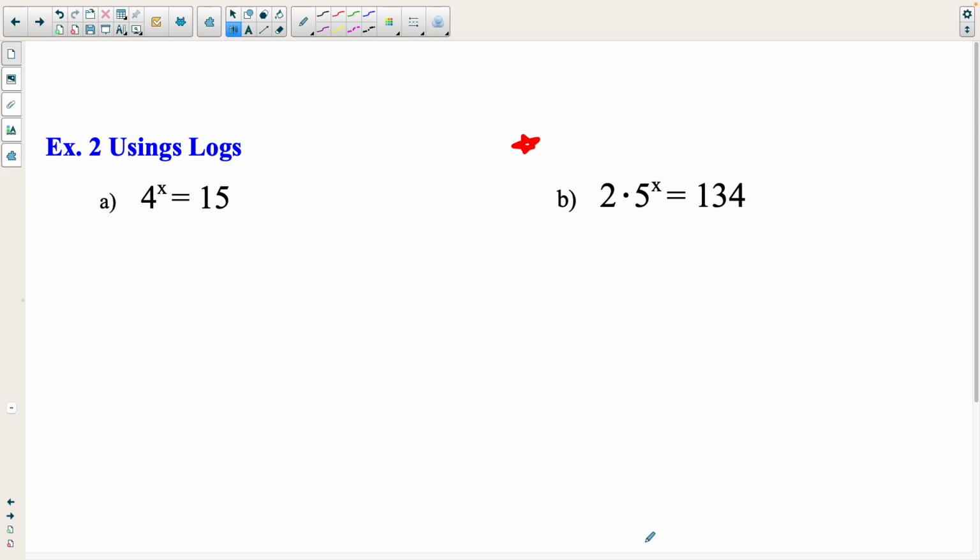All right, so looking at letter A, I can't make 15 into a base of 4, right? So what we're going to do is take the log of both sides. By doing that, if you remember the power rule with logs, if we had the log of a power, like an exponent, we could bring that exponent to the front as multiplication. So by doing this, we can pull that x and whatever's with it down to the front, and it's no longer in the exponent anymore, we can solve. So here, the base is isolated, so let's take the log of both sides.